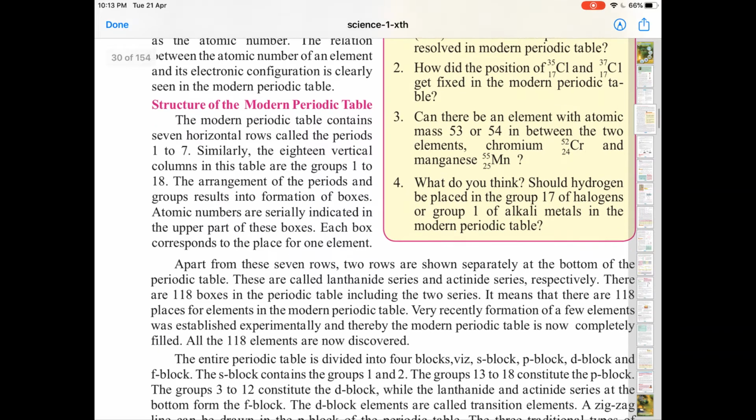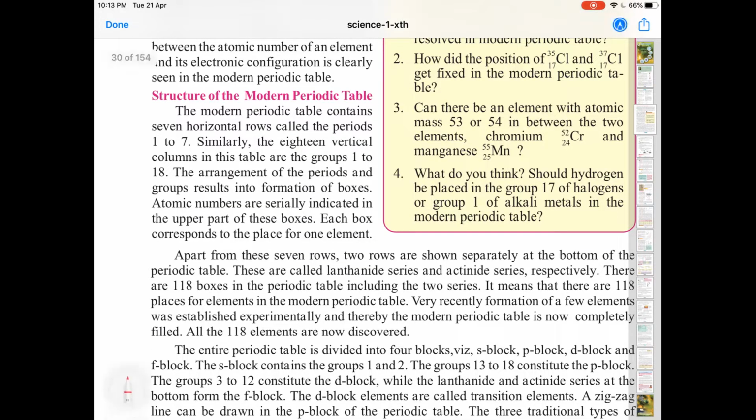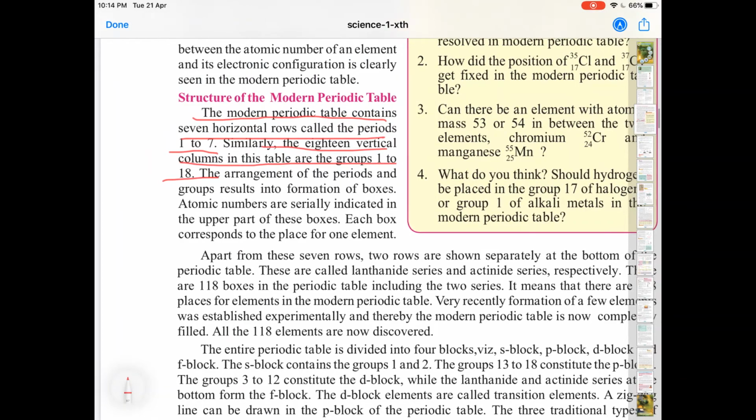Now let us try to understand what the structure of the modern periodic table is. The modern periodic table consists of 7 horizontal rows which are called periods, and because they are 7, obviously we will number them 1 to 7. Also, there are 18 vertical columns in this table, numbered 1 to 18, and they are called groups. All the elements are arranged in their increasing order of atomic number. Atomic numbers are indicated in the upper part of the boxes in which they fit.